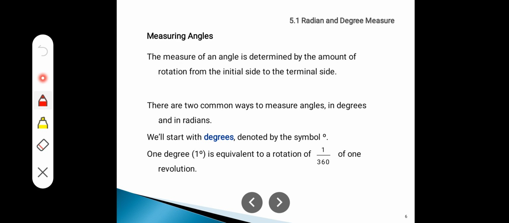Measuring angles. The measure of an angle is determined by the amount of rotation from the initial side to the terminal side. There are two common ways to measure an angle: in degrees and in radians. First, we'll start with degrees, denoted by the degree symbol. One degree is equivalent to a rotation of 1 over 360 of one revolution.